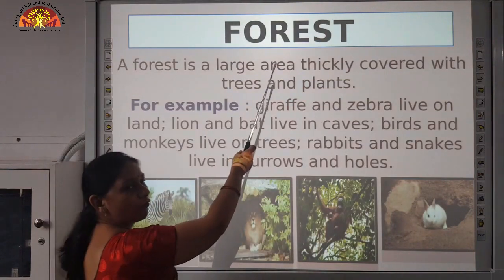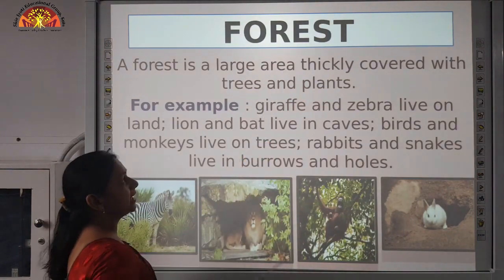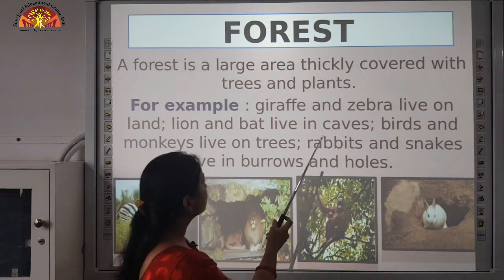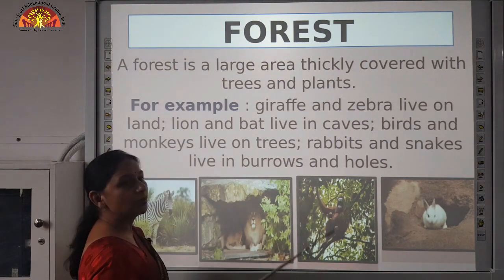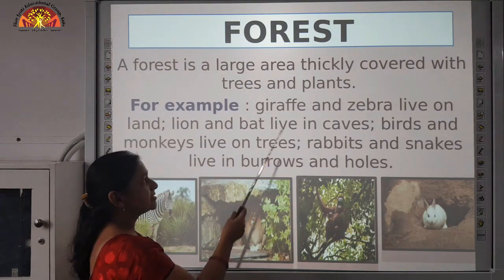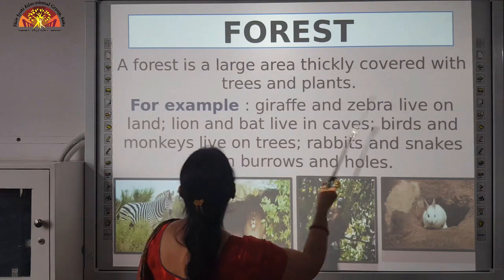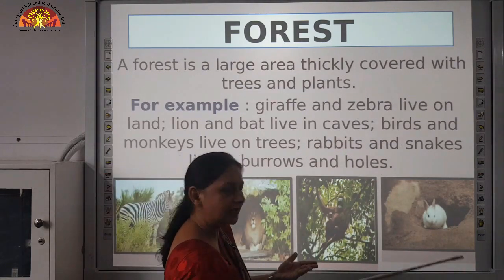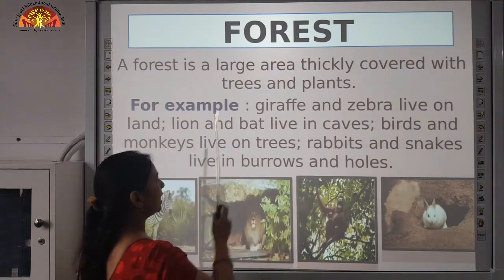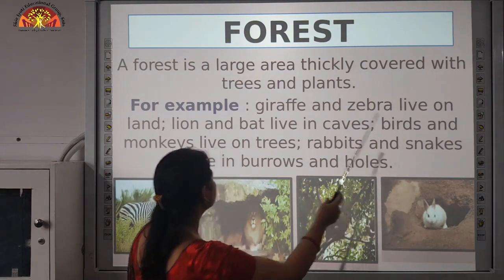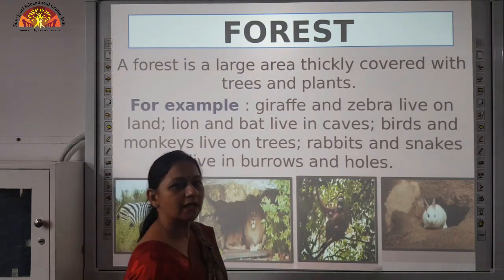Firstly, taking up forest. A forest is a large area which is thickly covered with trees and plants, and a different variety of animals live there, like giraffe and zebra, they live on land, and lion and bat, where do they live? They live in caves. Birds and monkeys live on trees, whereas rabbits and snakes live in burrows and holes.